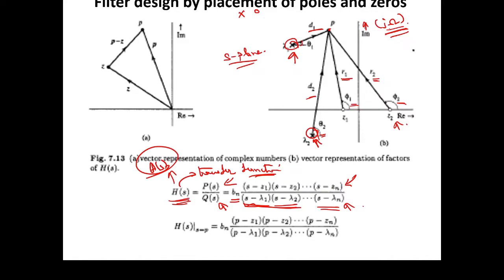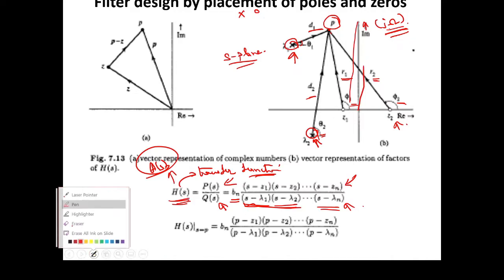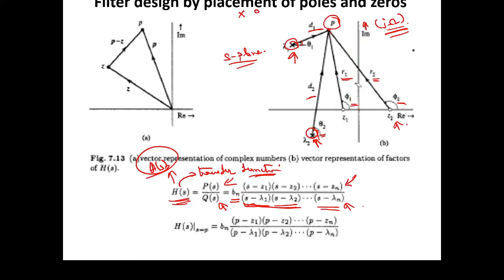Now, as I told you, we are just interested in the point P, which should be lying on this imaginary axis. So we have to put this P onto the imaginary axis. When s is equal to P, this equation converts to this form.